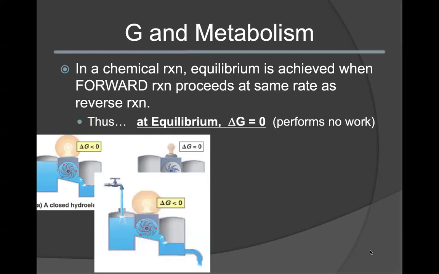Let's consider we now have an open system. Once again, we have a delta G value of 0. When there's an open system, this water is going to continue to flow. Energy is going to constantly be released.